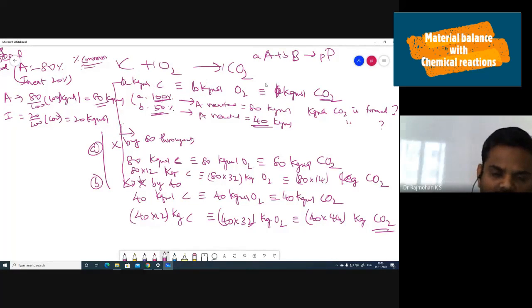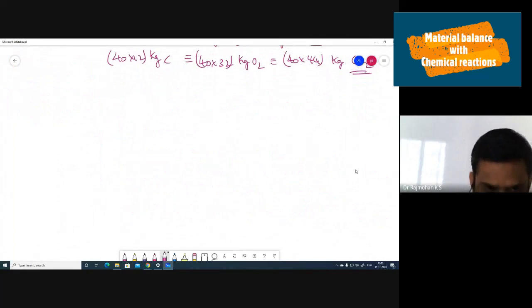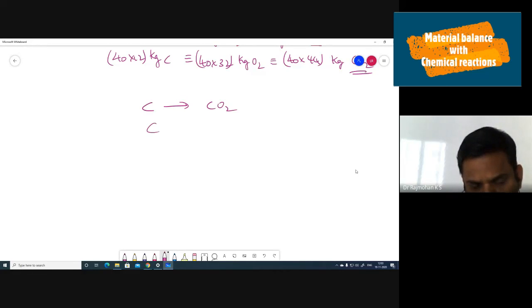There is one reaction taking place here. There is a probability that more than one reaction takes place. Let me say it is the same problem. It is given that C plus O2 giving CO2 formation is there, and if it is incomplete combustion, we will have carbon monoxide formation, right?